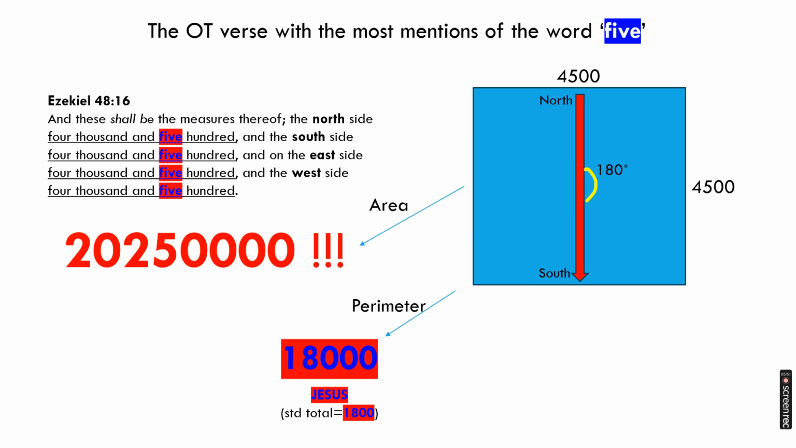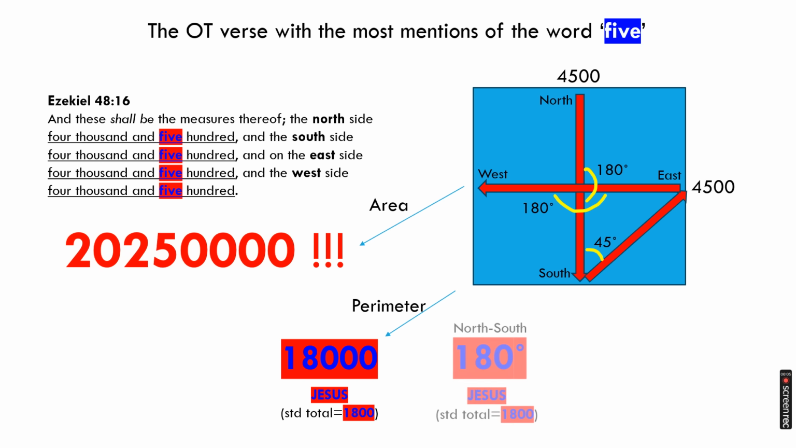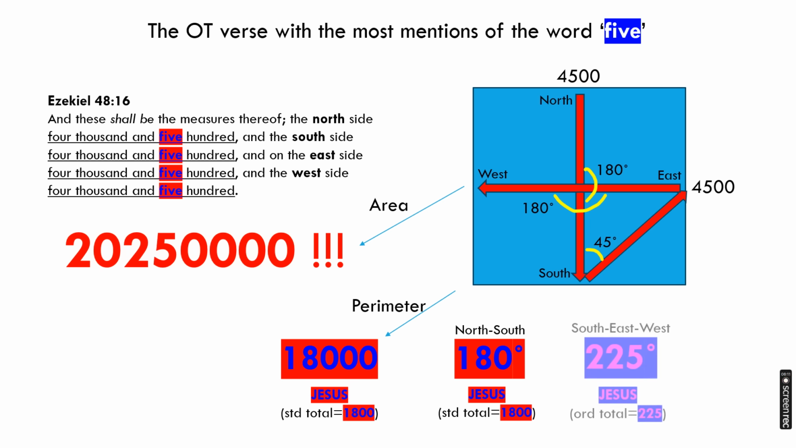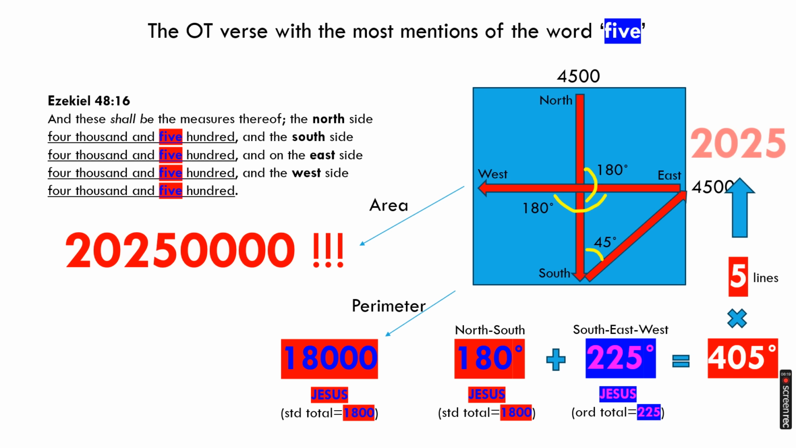From north to south, the angle is 180 degrees. From south to east, 45 degrees. And from east to west, another 180 degrees. Hence, the north-south angle points to 1008, the standard total of Jesus. The southeast-west angles point to 225, the ordinal total of Jesus. The total angle of 405, that is 180 plus 225, times 5 is 2025.